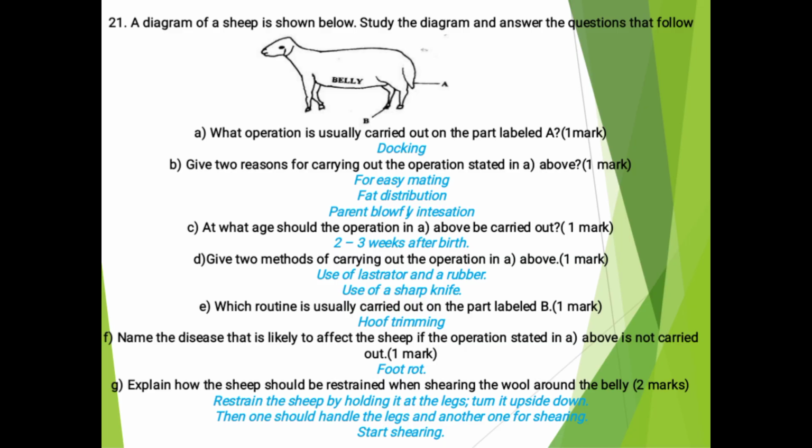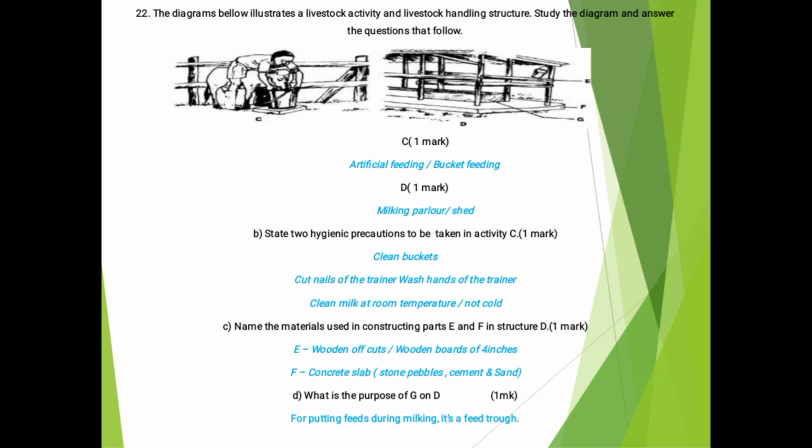Explain how the sheep should be restrained when shearing the wool around the belly. So when shearing the sheep around the belly, you first restrain the sheep by holding it at the legs and turn it upside down. Then one person should handle the legs and another one shear the sheep. After putting it in that position, you can now start shearing.